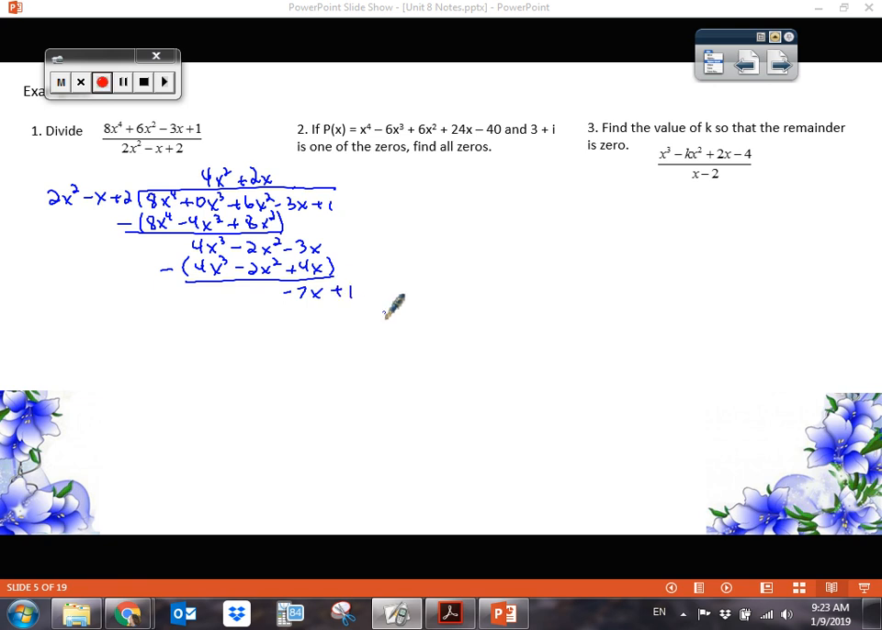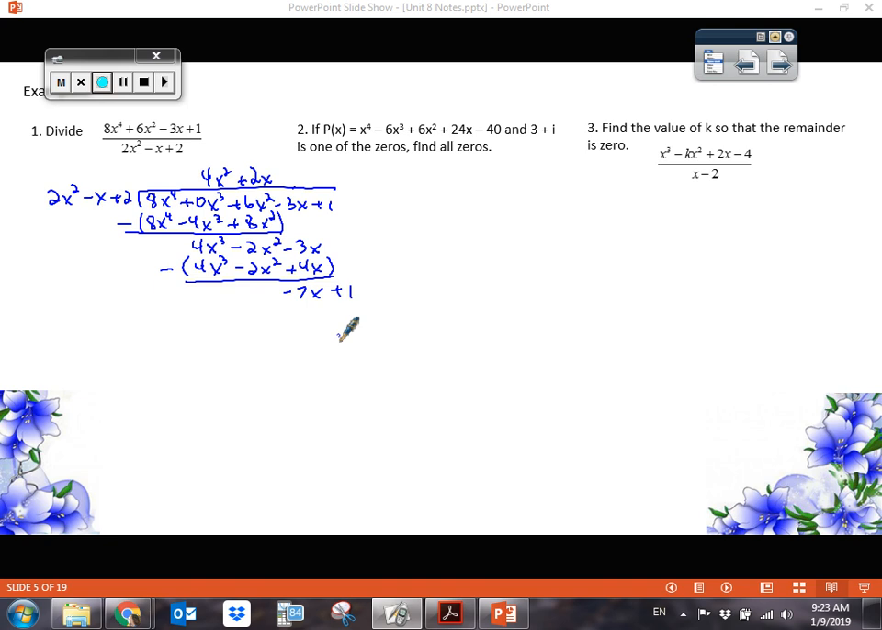And now I think, is it possible for 2x squared to go into 7x? And it's not. So that means that this little guy is the remainder. Now there is a way that you write the answer that would be the proper way to write the answer, which is how we are going to, because this is in preparation for calculus.